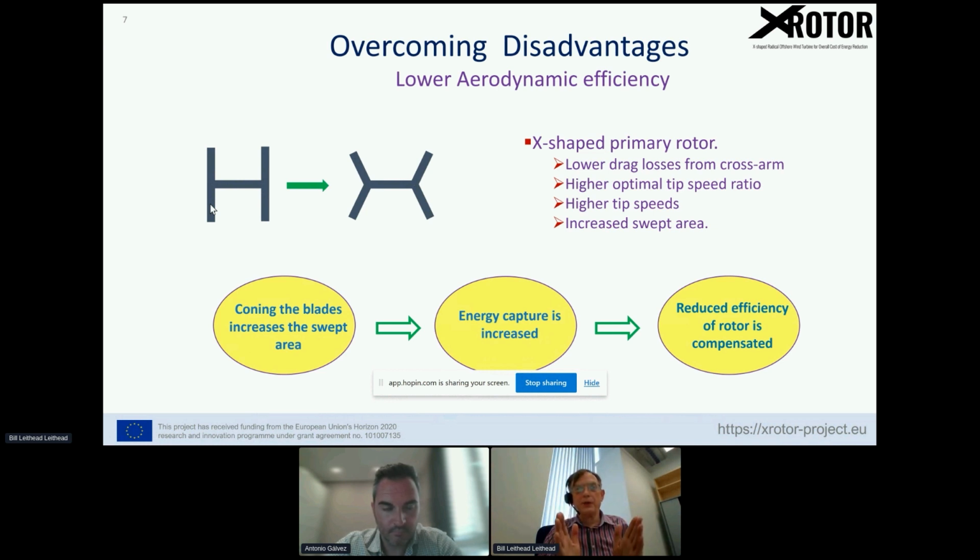Putting the coning angle on these blades also increases the tip speed ratio, which means that the wind speed that the secondary rotors will see will be higher than on an H rotor. So by simply changing the geometry, we've effectively increased energy capture, compensating for the reduced aerodynamic efficiency.